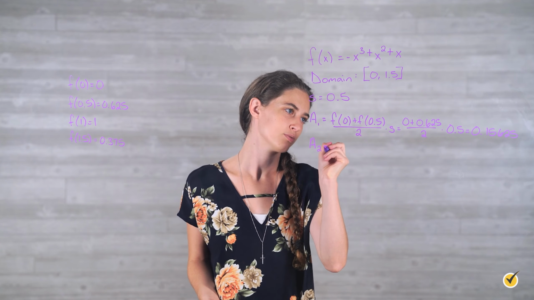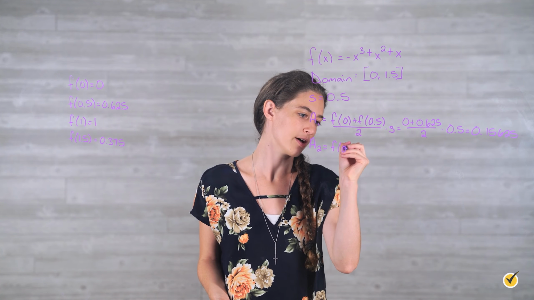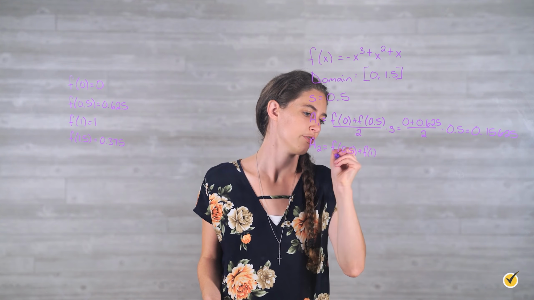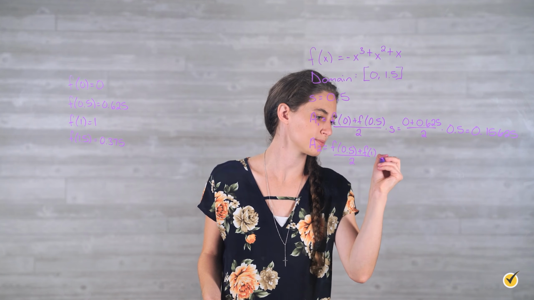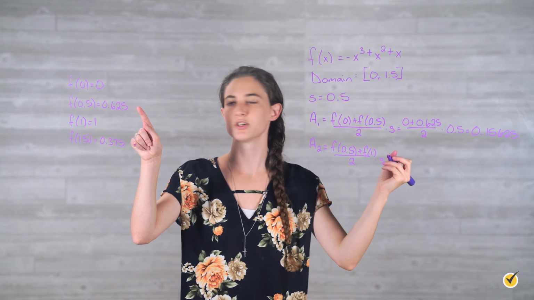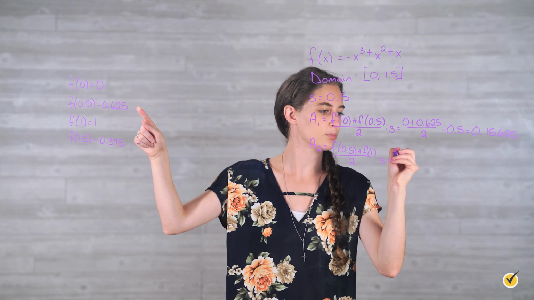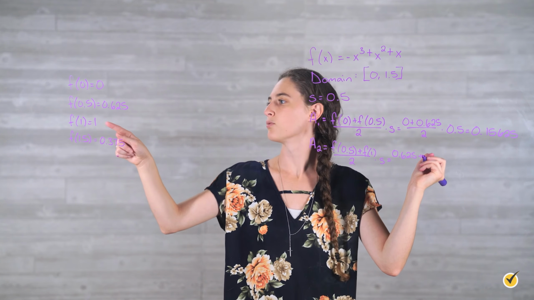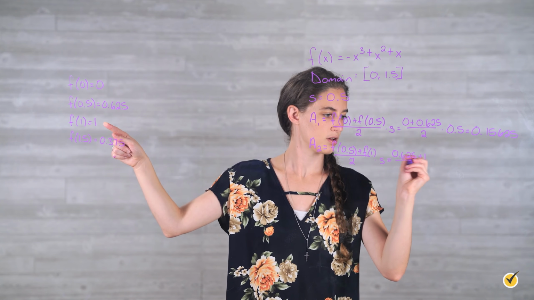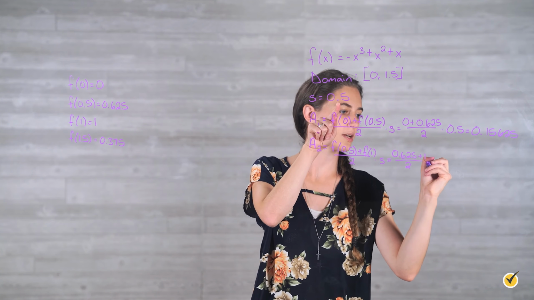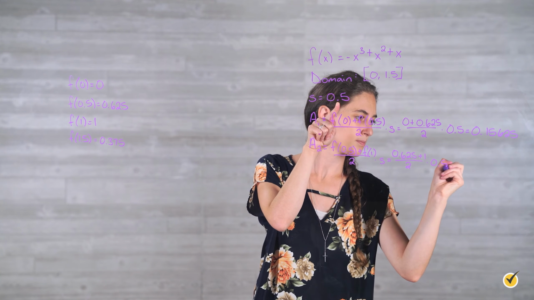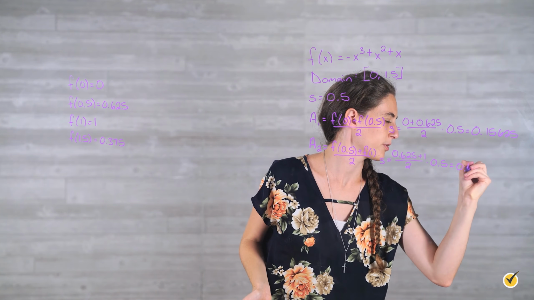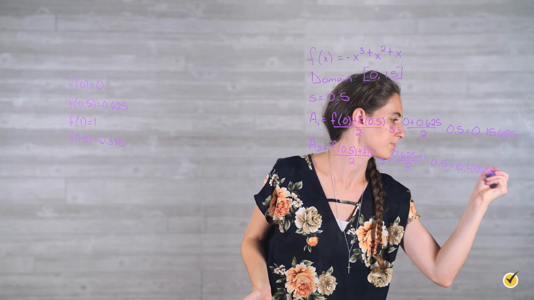Moving right along, let's find the second trapezoid's area. A sub 2 is equal to f of 0.5 plus f of 1 over 2 times our step size. F of 0.5 is 0.625 plus f of 1 is 1 over 2 times our step size of 0.5. Again, we can plug this into our calculator and get 0.40625.